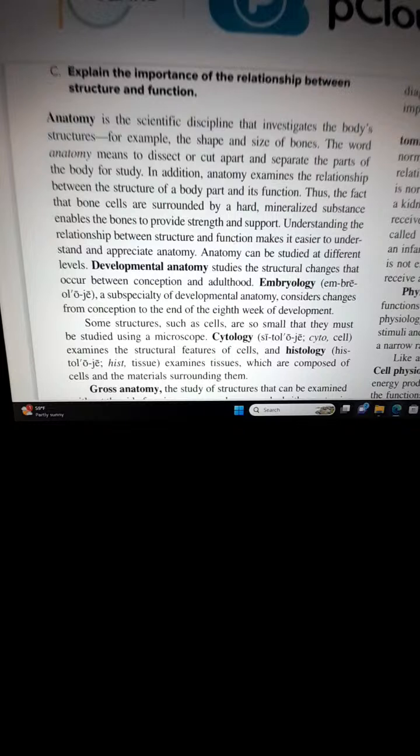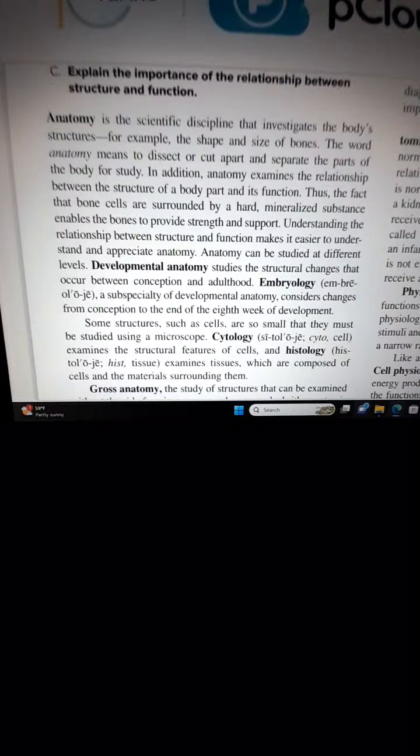Now, anatomy and physiology. This is just for me, not for you guys. If you want to log off, if you want to stay, it's okay. I figured let me do it on the platform so I can focus. Explain the importance of the relationship between structure and function.